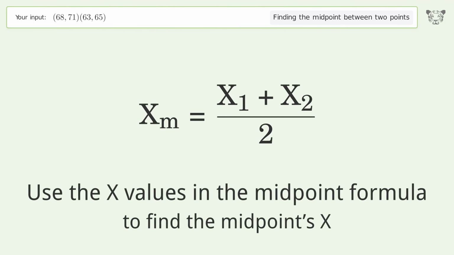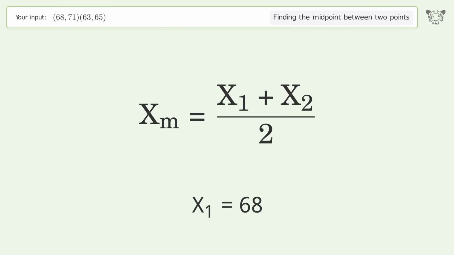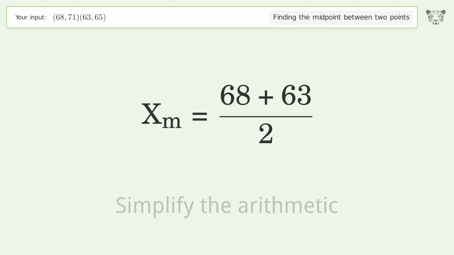Use the x values in the midpoint formula to find the midpoint's x. x1 equals 68. x2 equals 63. Simplify the arithmetic.